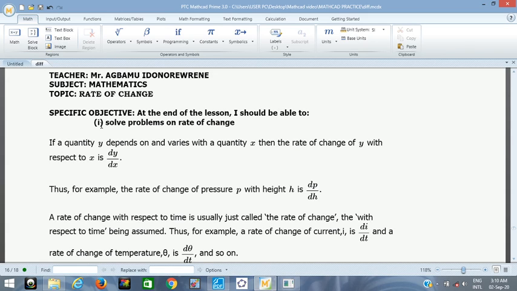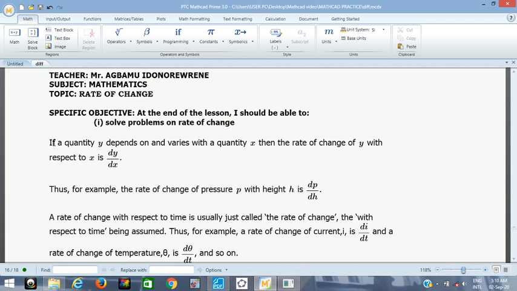I'm here to teach the topic rate of change in mathematics. And this topic, rate of change, is one of the applications of differentiation. Since we are still dealing with differentiation, I decided to look at rate of change. Normally, in differentiation, dy dx is talking about the changes that occur in y with respect to x.